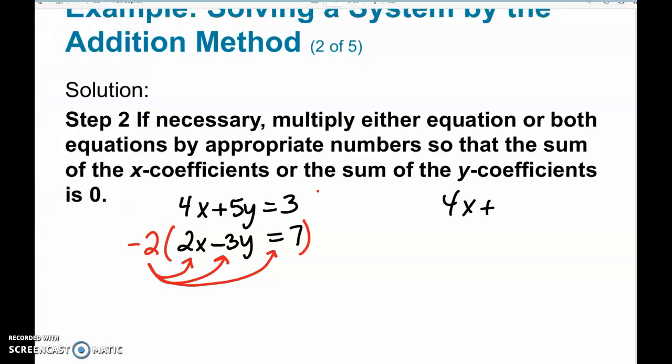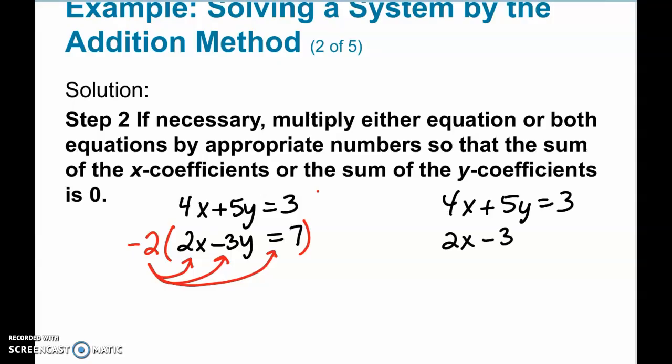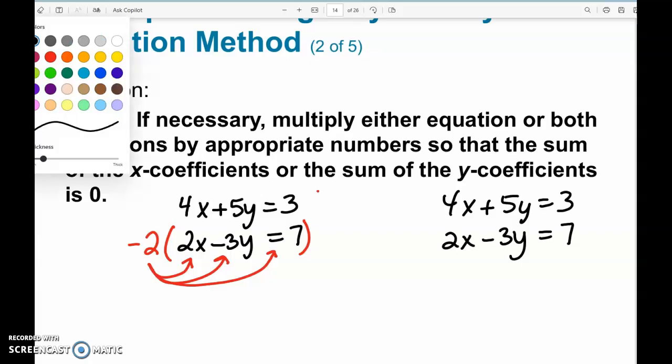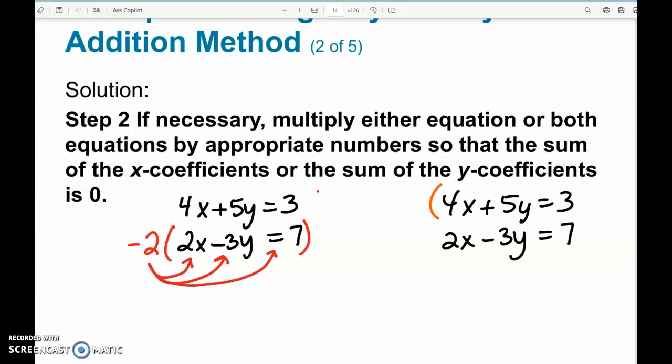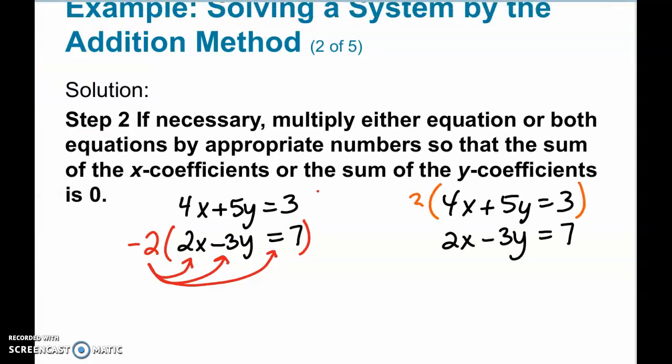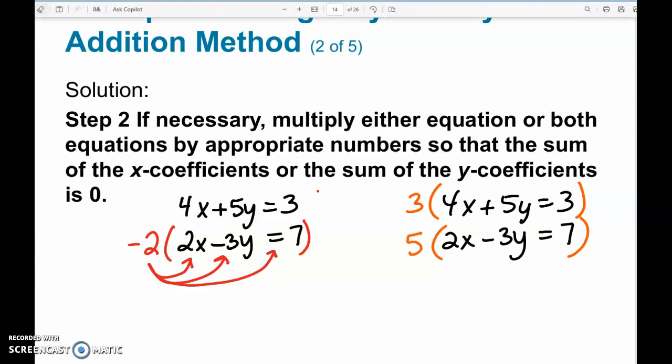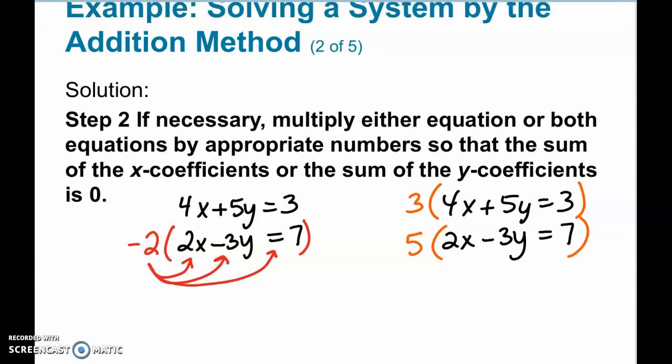Let's say if I look at this, what if I want to create opposite coefficients on the y's? Well, you can multiply either one or both equations by a number. Here I could multiply this equation by 3. That would give me 15y. And if I multiply this equation by 5, it would give me -15y. And I would have opposite coefficients. So there's multiple ways you can do step 2. You have to choose which way you want to do it.